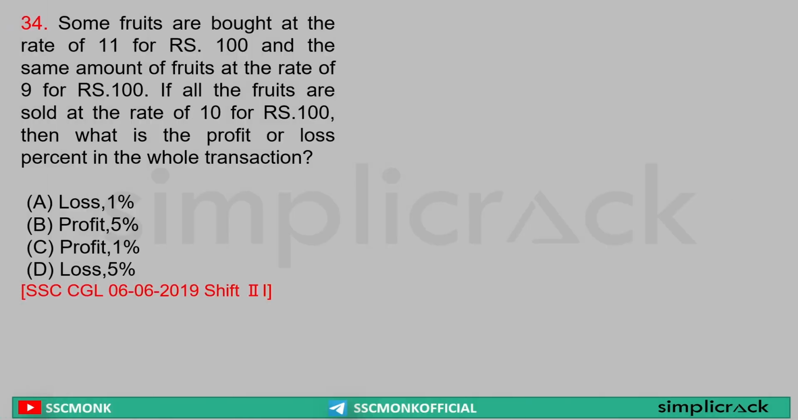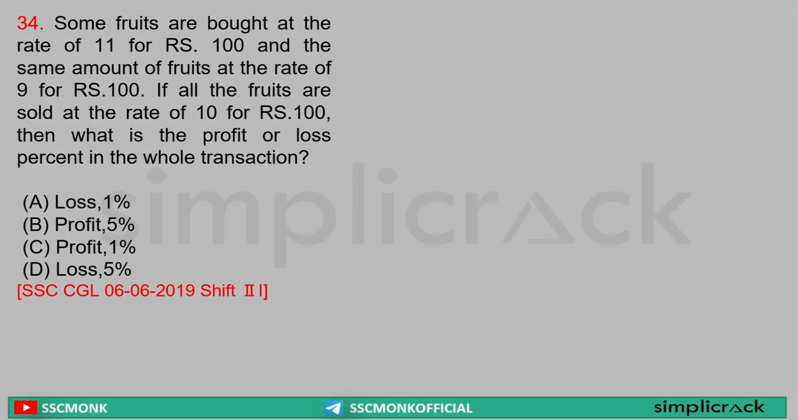Some fruits are bought at the rate of 11 for 100 rupees. So 11 fruits' price is 100, and the same amount of fruits at the rate of 9 for 100 rupees. If all the fruits are sold at the rate of 10 for 100, then very simple question. These 3 questions you should solve to get your conceptual clarity done.